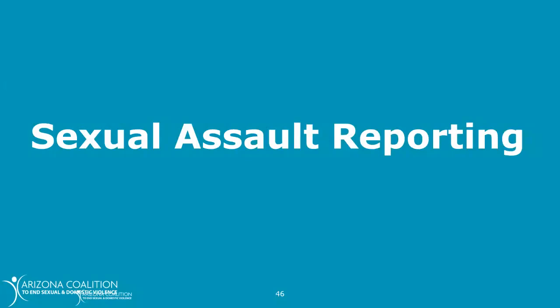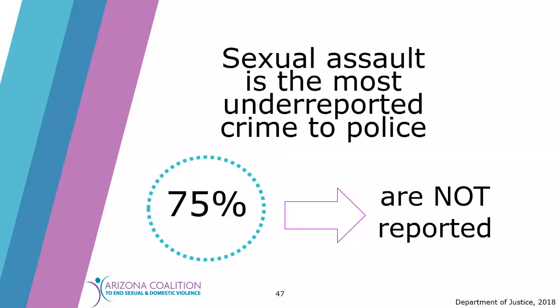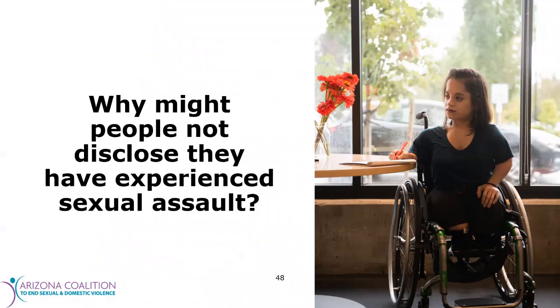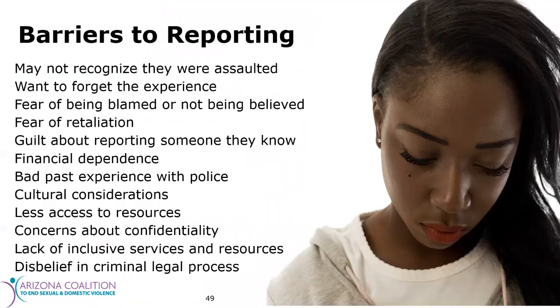So victim blaming is a major reason why survivors might not come forward, but there are other reasons why sexual violence survivors do not report. Sexual assault is one of the most underreported crimes to police. 75% of those who are sexually assaulted do not report. But why is that? There are many, many different barriers, and depending on your identities, some could change or some could be taken away, right?